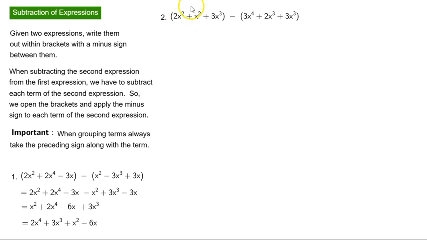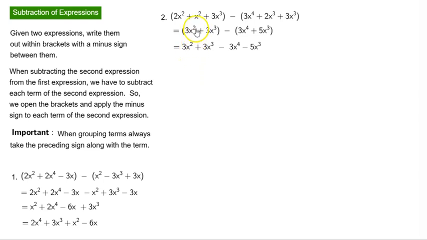Let's look at another one. (2x square plus x square plus 3x cube) minus (3x to the power of 4 plus 2x cube plus 3x cube). Now again, before opening the bracket, just see whether there are like terms within these expressions. So here we have 2x square plus x square. So we can combine them. Similarly, here we have 2x cube plus 3x cube. So here this becomes 3x square plus 3x cube. And here it becomes 3x to the power of 4 plus 5x cube.